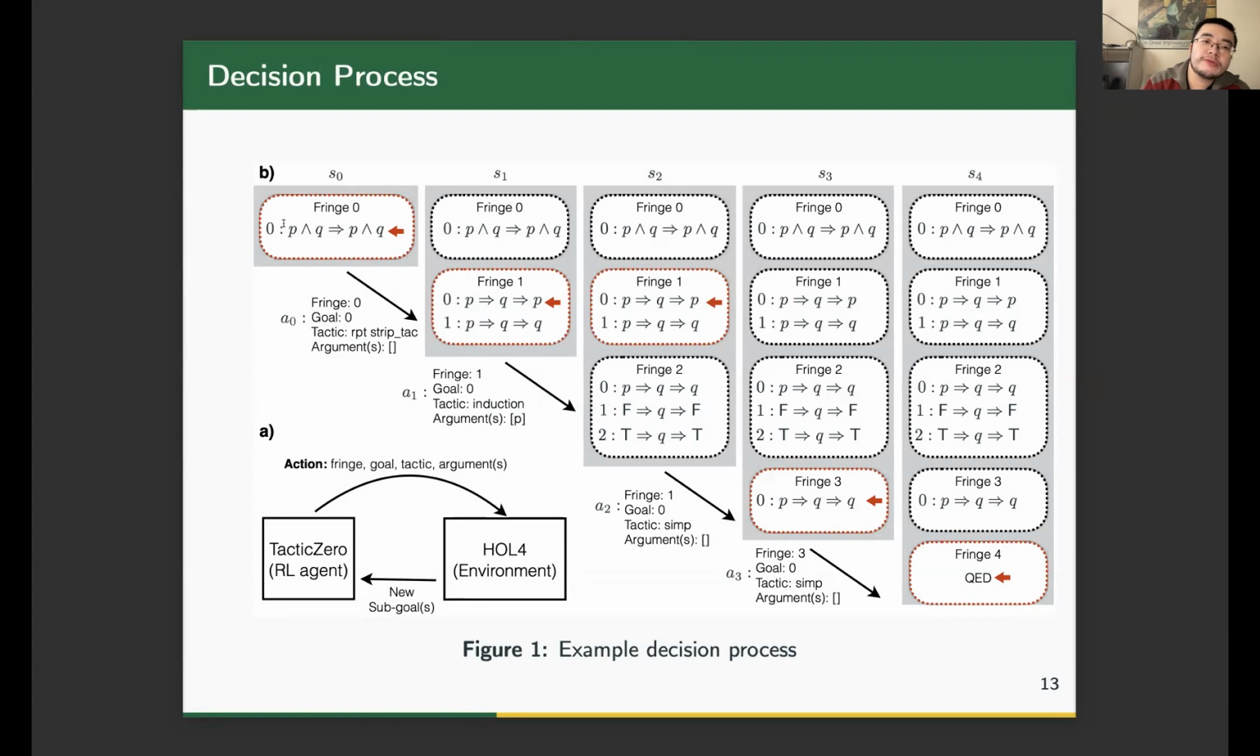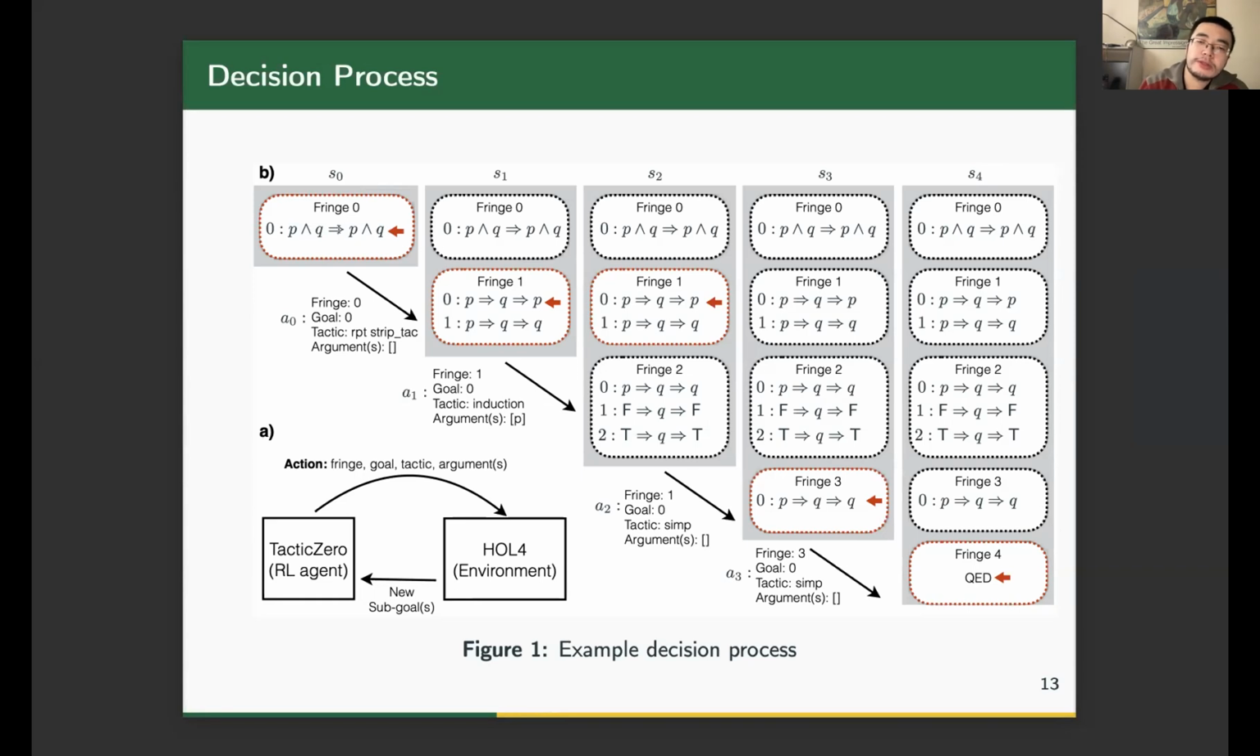Say we want to prove a very simple theorem, P and Q implies P and Q. What we are describing here is that we try to model the process of theorem proving as a Markov decision process so that we can apply reinforcement learning. And this is an example here. We start with the original goal, P and Q implies P and Q. So how do we prove this?